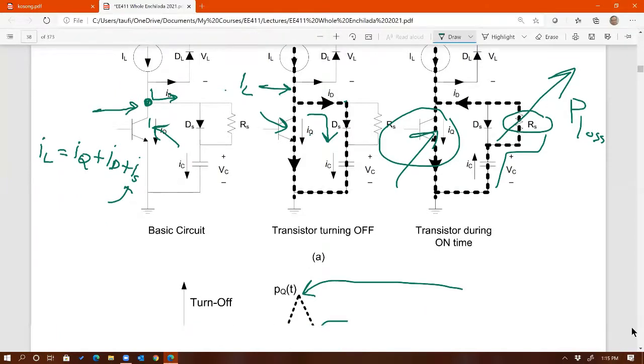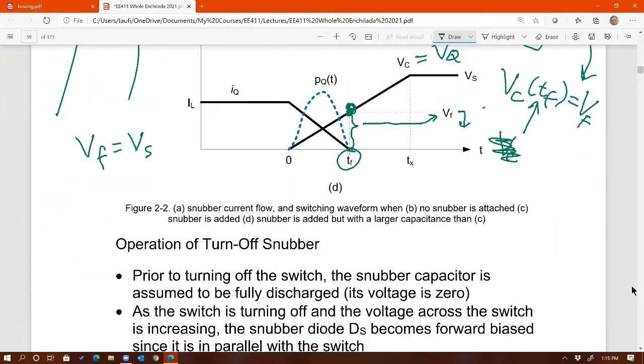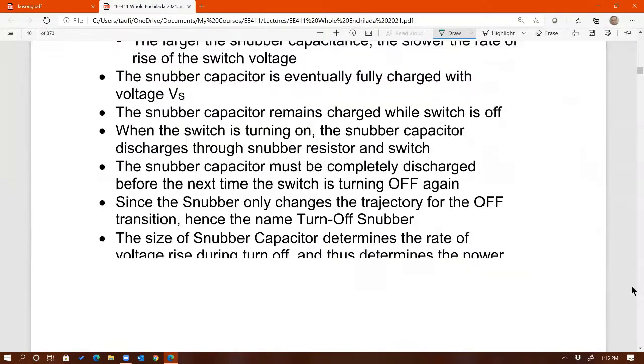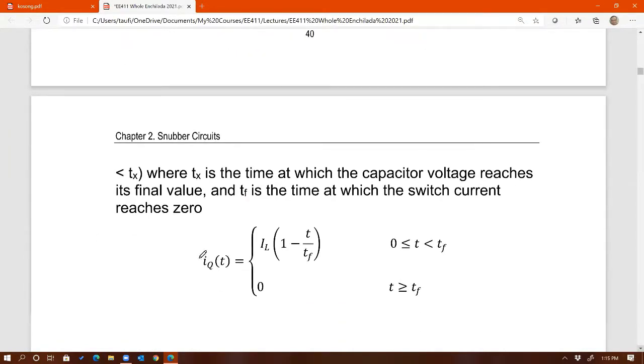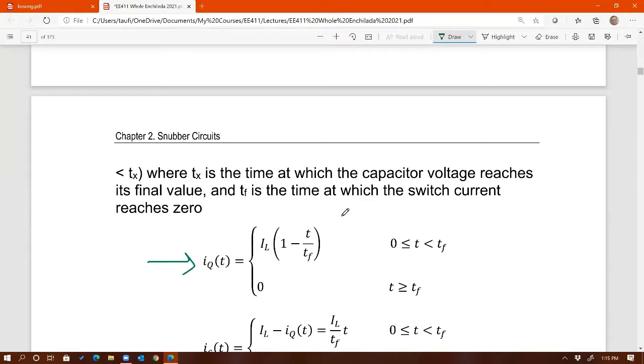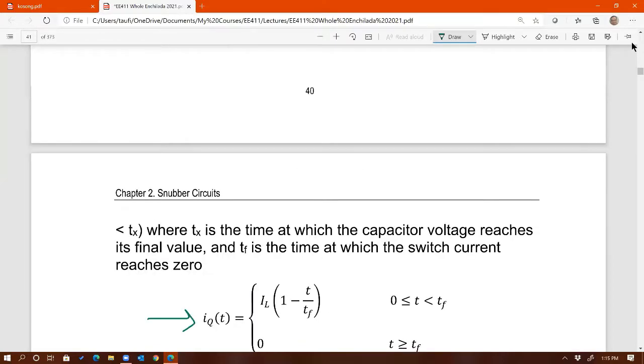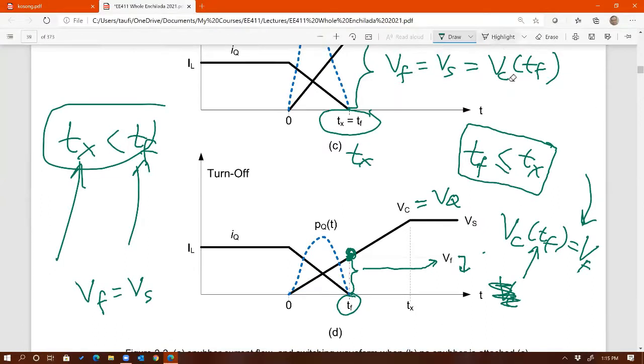Okay, let's go through the equation right here. IL is given typically, that's the load current. I don't know what IQ is, so I need to know IQ first. What is the equation for the current through the switch? Can you do that? Yeah, because it's a linear function. Let's go back. What is IQ equal to? Let's erase this. Okay, focus on this equation right there. What is the equation for that one?